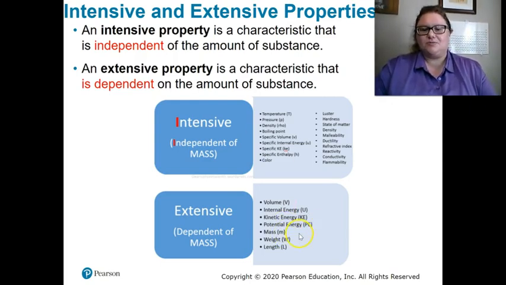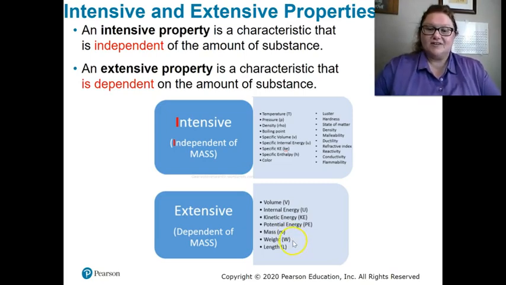Internal energy, kinetic energy, potential. So all the energies except for the specifics listed here. We won't talk about specifics, so don't worry about them. We'll talk about the mass, right? It's dependent on mass, that's what it is. The weight, which just factors in gravity, and then the length of something that you can measure. Depends on how much you have to measure the length, right?